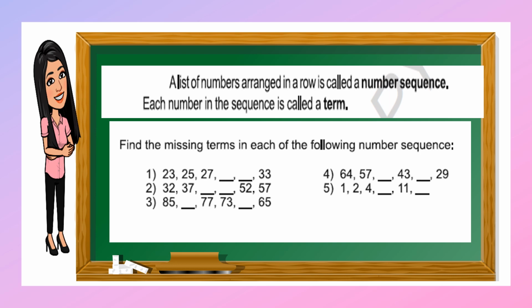And number 5, ascending, pataas naman siya. So we have 1, 2, 4, blank, 11, and blank. So you need to get the pattern.